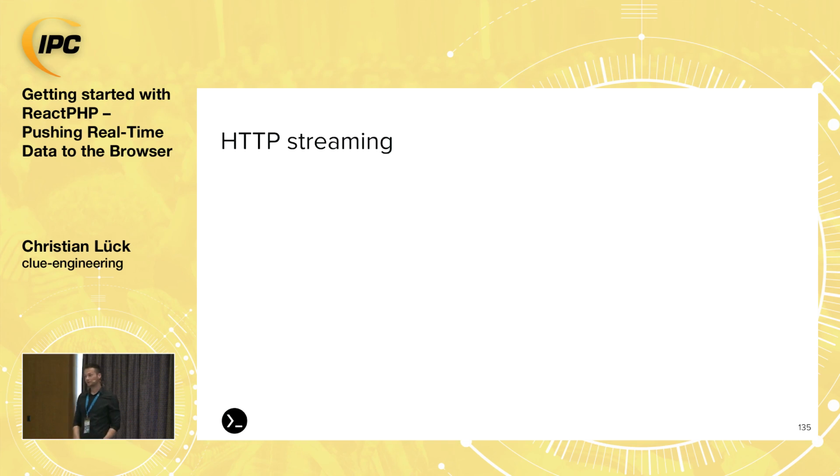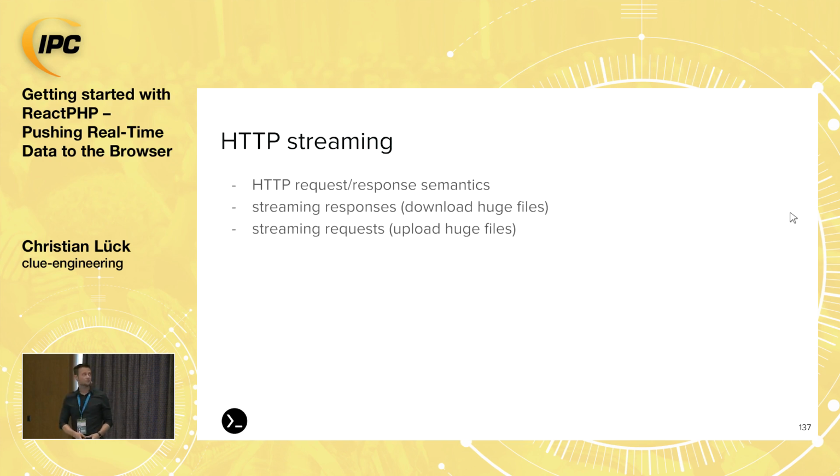So this is what HTTP looks like. When we talk about HTTP streaming, it's still pretty much the same thing. So when we talk about streaming things, it's still HTTP, right? So the same semantics still apply. We still send a request, we still get a response. So what does streaming really mean? It means different things depending on who you talk to.